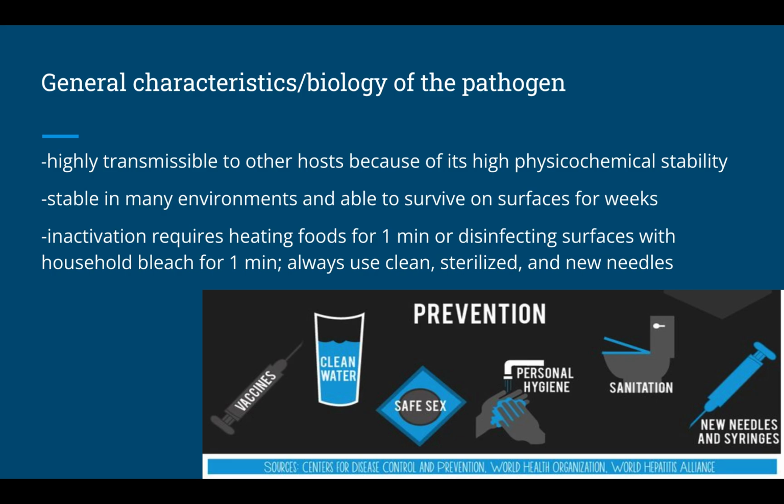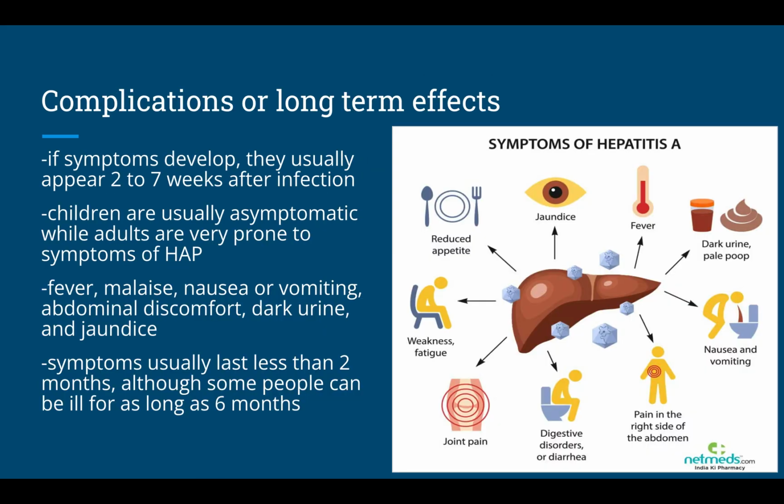So in order to kill off the hepatitis A in food, you need to heat it for 1 minute at 85 degrees Celsius or higher. And if you're disinfecting a surface, then you can use household bleach for 1 minute. And also, hepatitis A can be spread via blood, so always use clean, sterilized, and new needles that come out of the packaging. So if symptoms develop, they usually appear 2 to 7 weeks after infection.